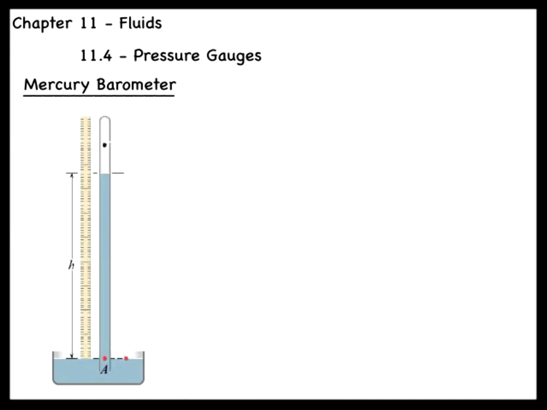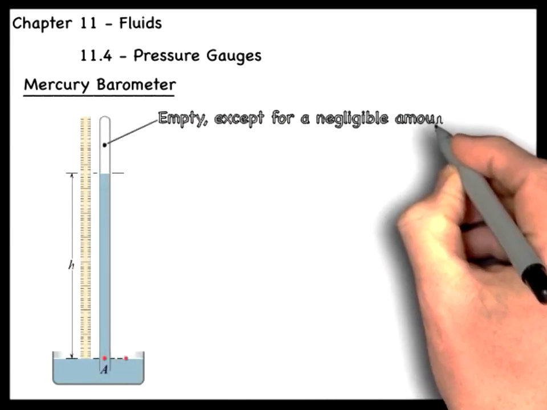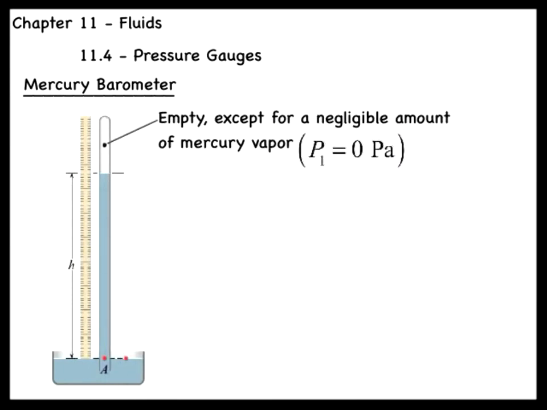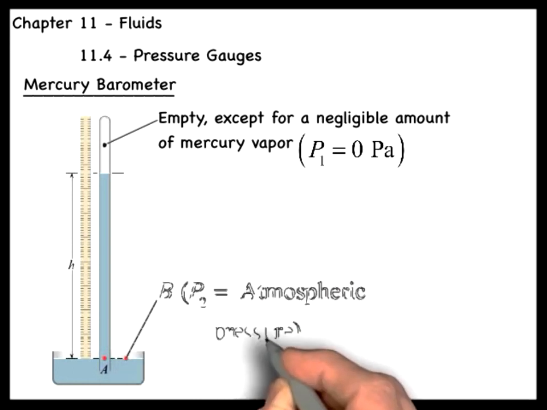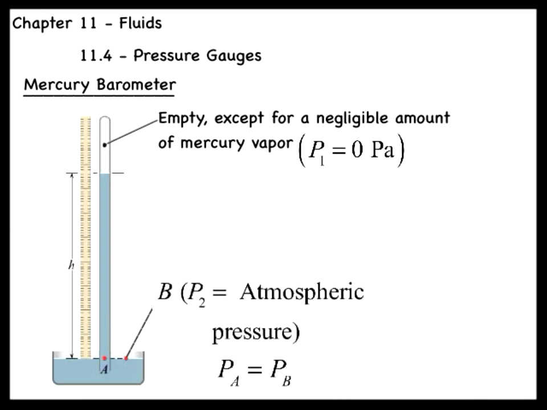The space above the mercury at the top of the tube is empty, except for a small amount of mercury vapor, so that the pressure here, P1, is essentially zero. The pressure P2 at point A, at the bottom of the mercury column, is the same as the pressure at point B, namely atmospheric pressure, because these two points are at the same level.